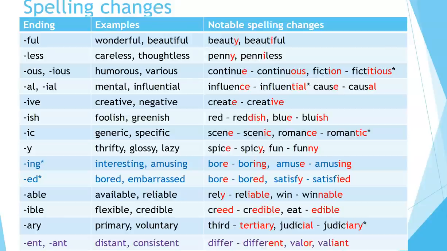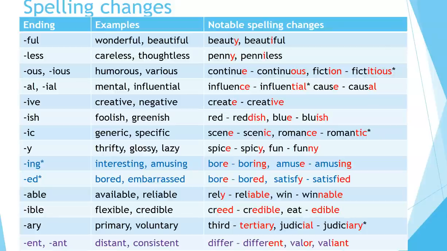A-L, I-A-L: mental, influential. With influential, we start with influence, which ends in C-E, and we change the C to a T and add I-A-L. Influential. Notice that with this word, there's also a stress change. For example, influence, the stress is on the first syllable. Influential, the stress comes right before the ending.